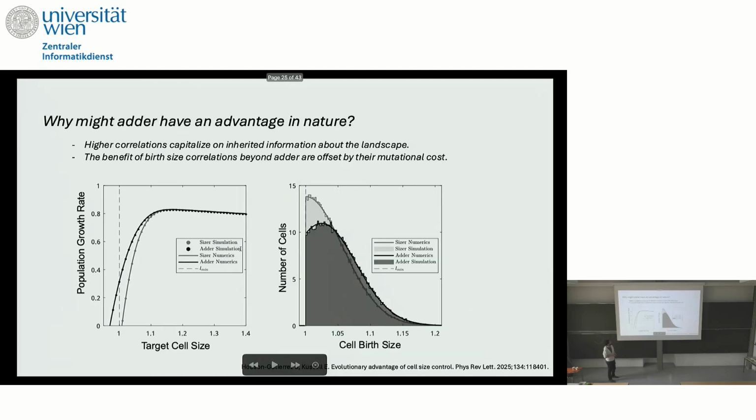So, just as a quick recap, the question was why would adder have this advantage in nature? And the argument is that these correlations help the lineages survive. And going the other direction, this benefit has diminishing returns. So the cost of a mutation would eclipse the gain that you would get for improving these correlations at some point. And what I'm showing here at the end is the numerics compared to simulations. What's nice to see is that in the simulations you get this shift that adder has in its birth length distribution, which I think is kind of fun.